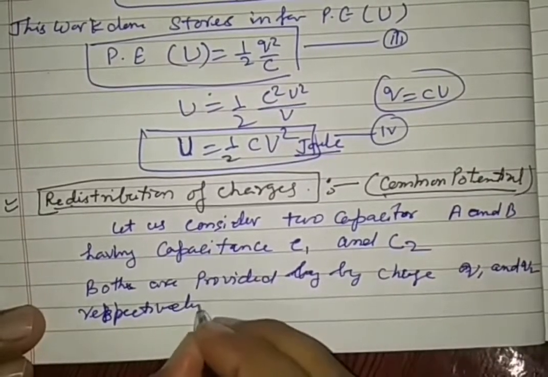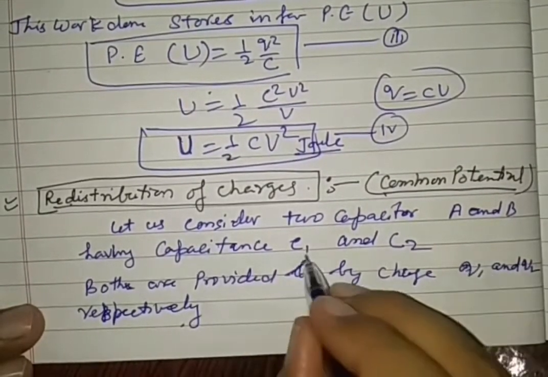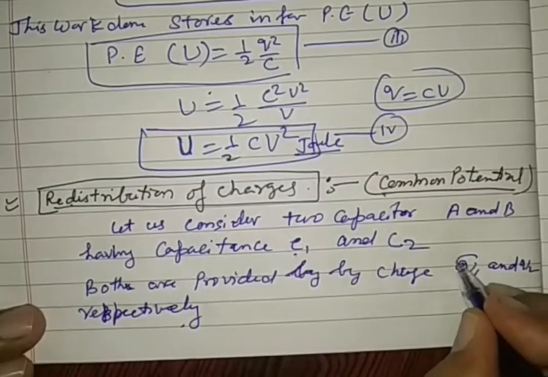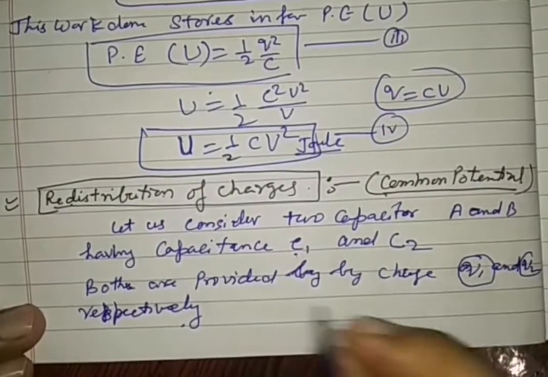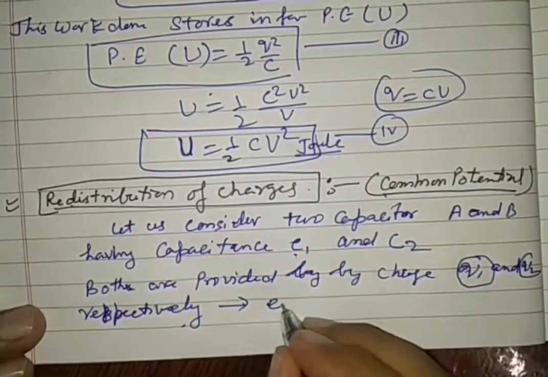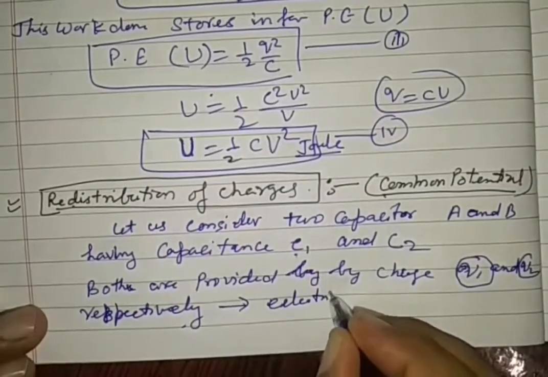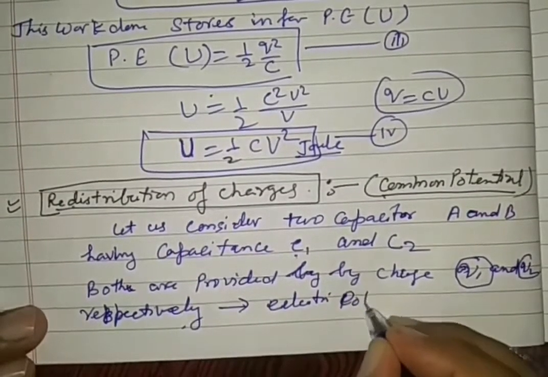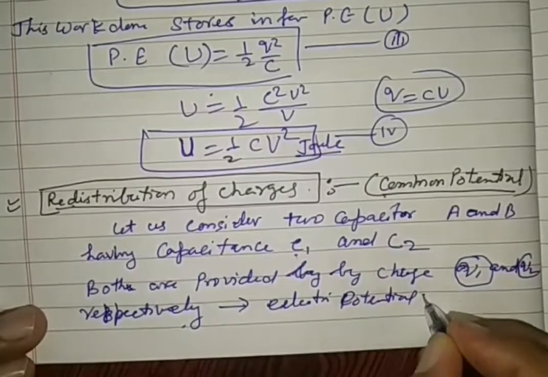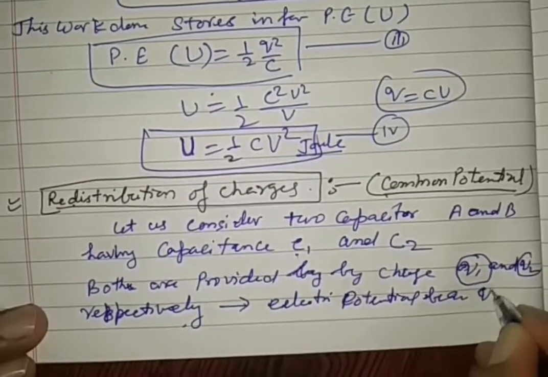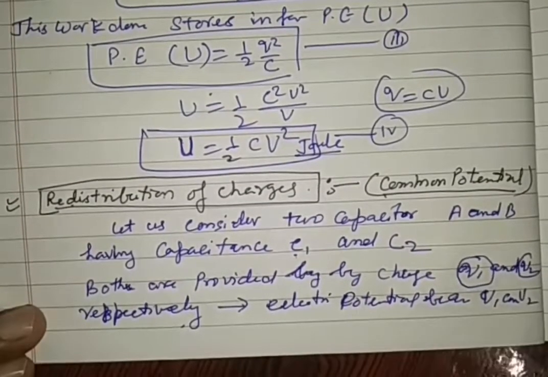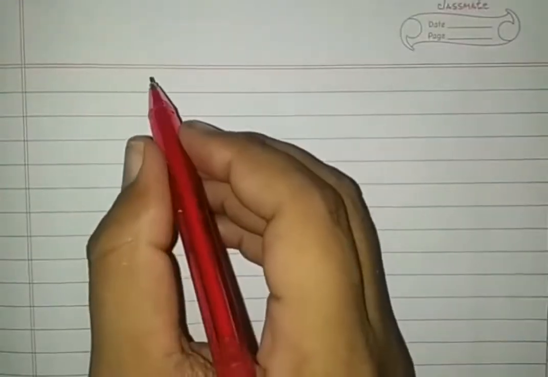So we are given both the charges on capacitor A and B, Q1 charge and Q2 charge, and their electric potential becomes V1 and V2. This can be understood here in the diagram.